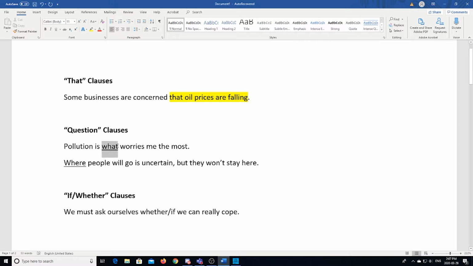First one, pollution is what worries me the most. In this sentence, our nominal clause is right here: what worries me the most is our nominal clause. And what does this do in our sentence? First, it acts as an object. And second, a question clause is helpful because it allows you to introduce a question and answer it at the same time.